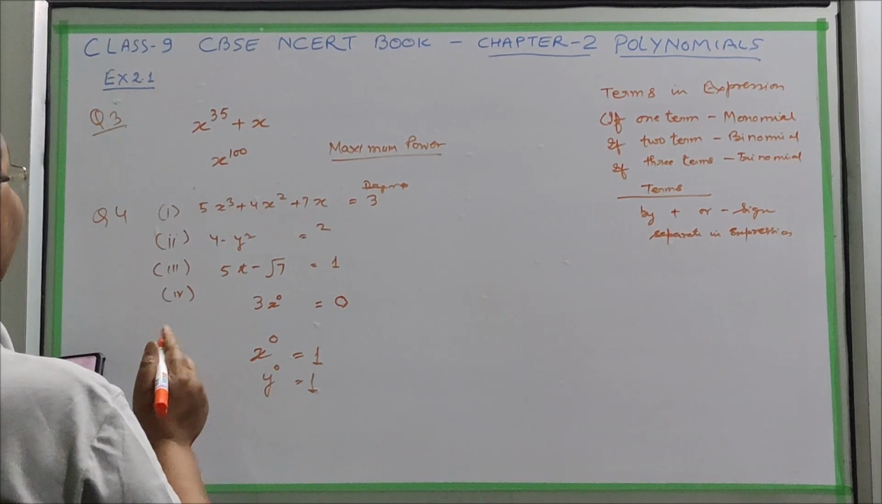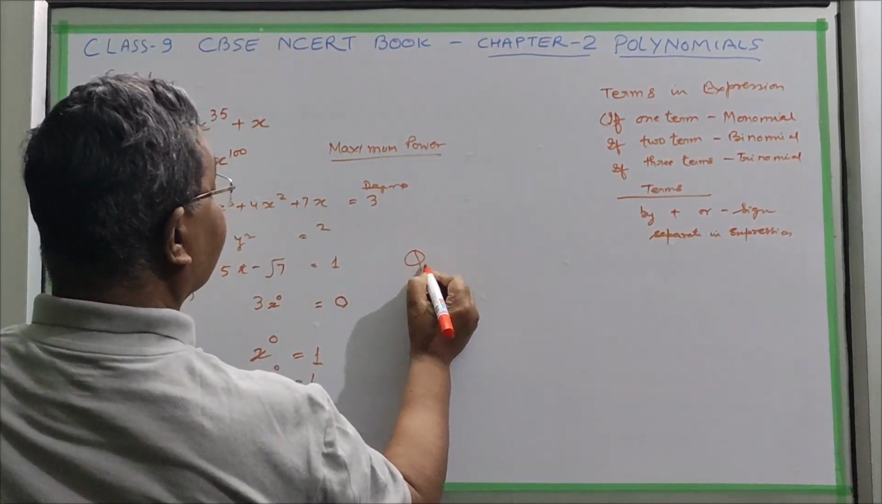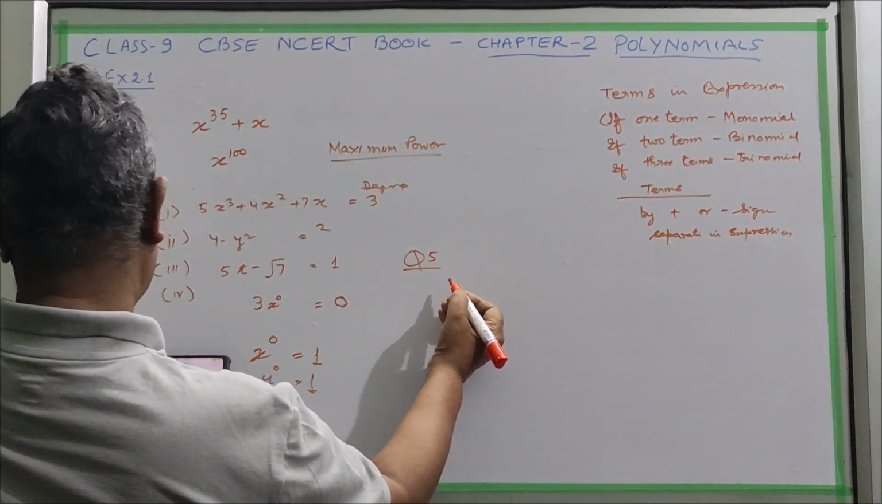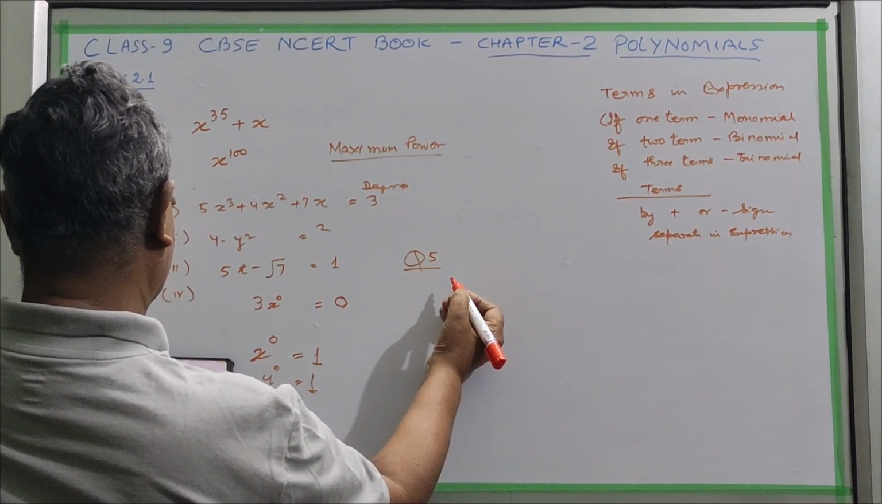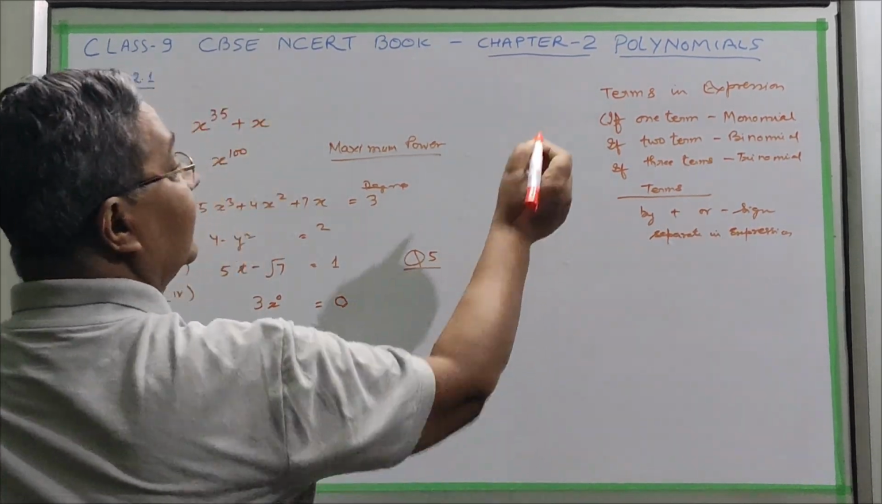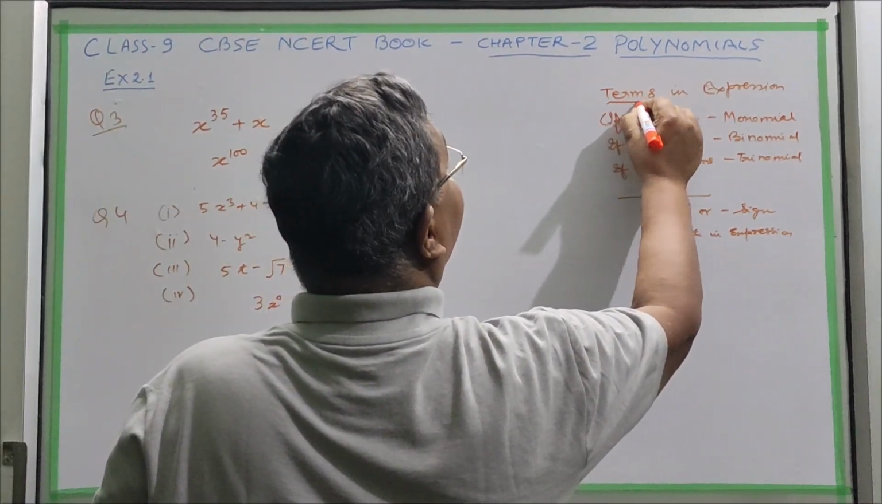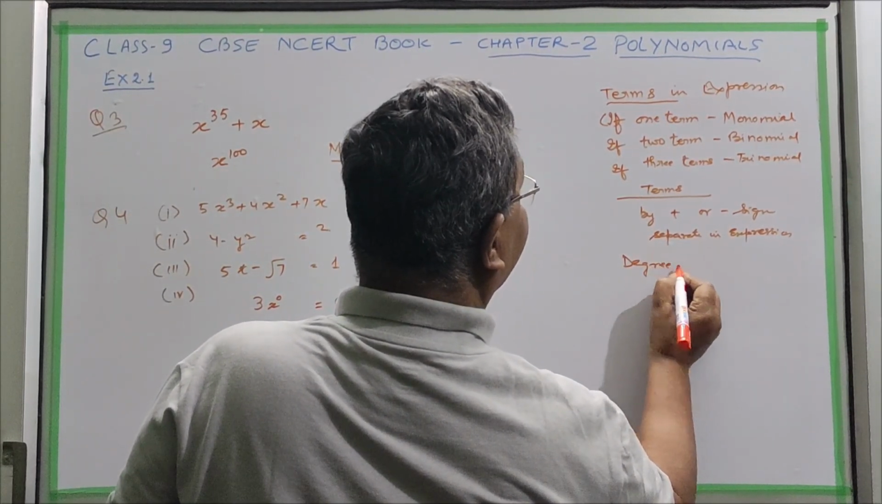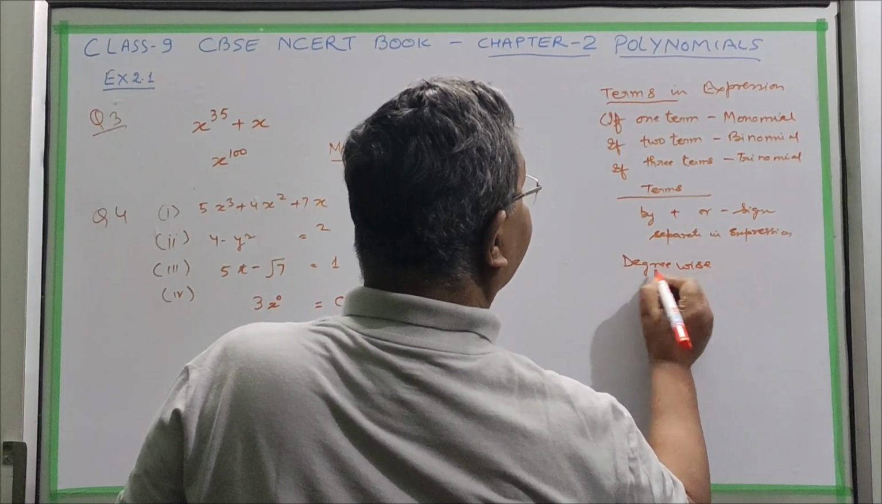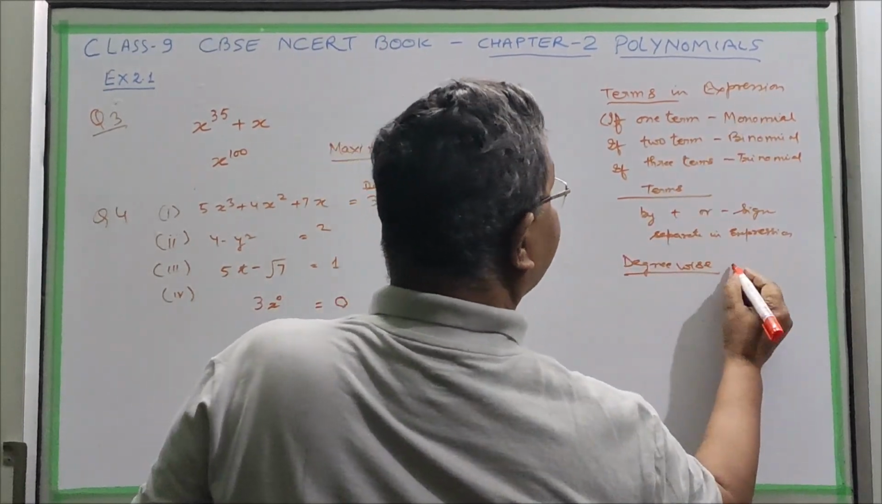Question number 5. Classify linear, quadratic and cubic polynomials. So this is term wise. Now degree wise, if you divide polynomials degree wise.